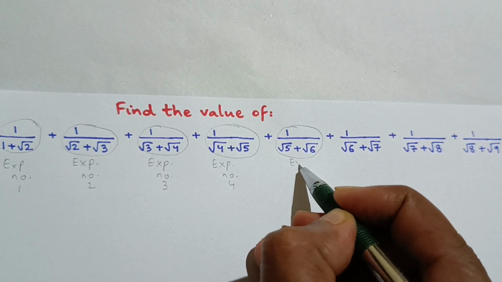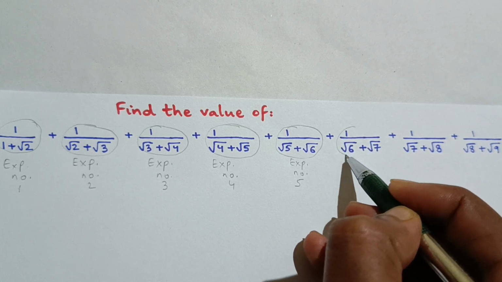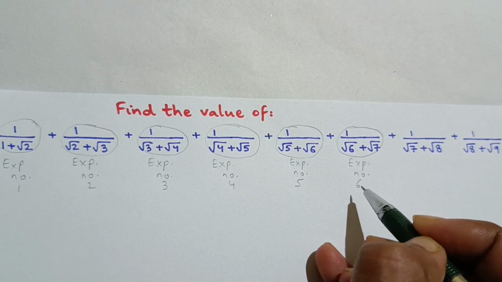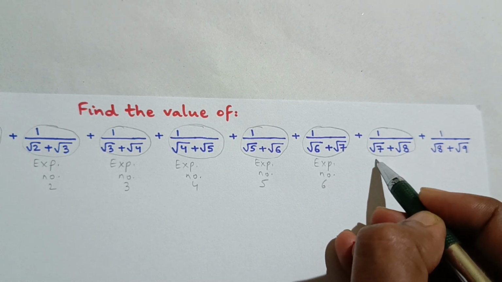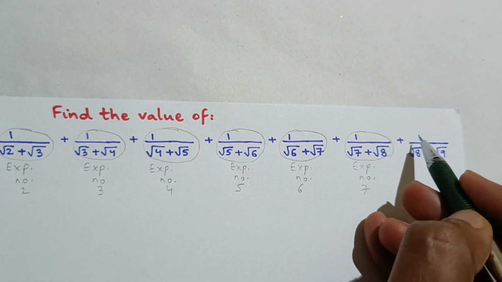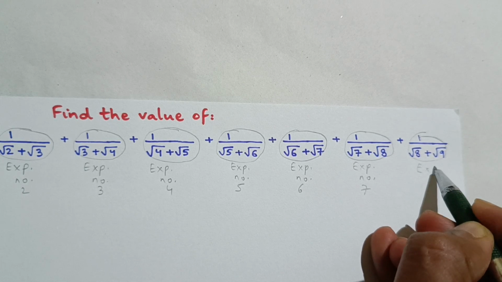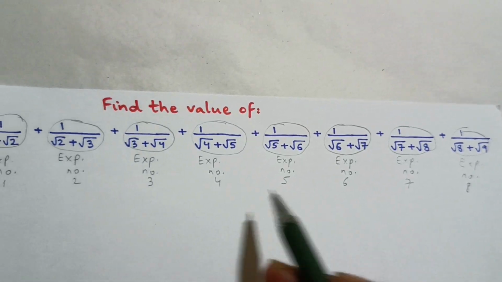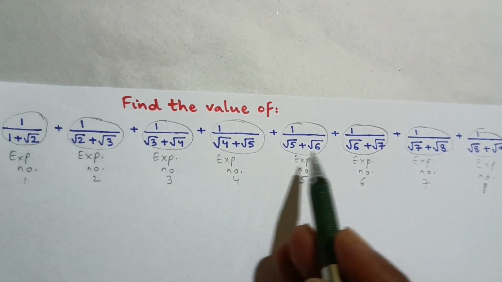That is added to this expression, expression number 5. That is added to this expression, expression number 6. That is added to this expression, expression number 7. And that is finally added to our last expression, expression number 8. So there are 8 expressions added to each other and we have to find the value of them.